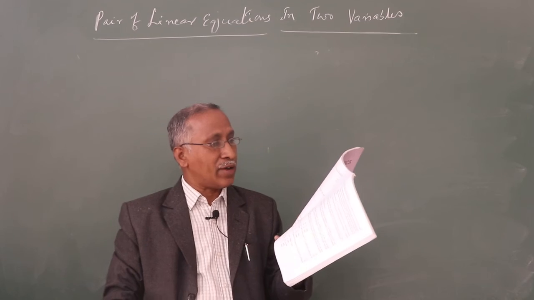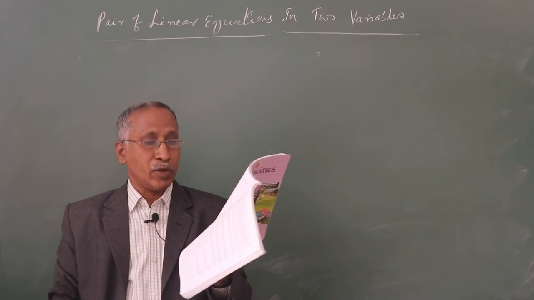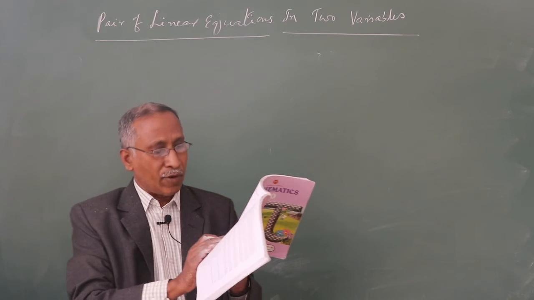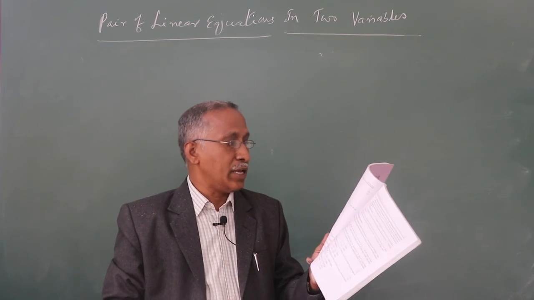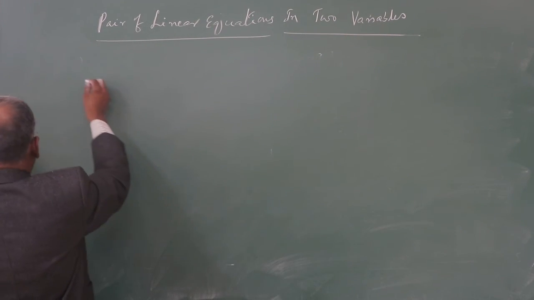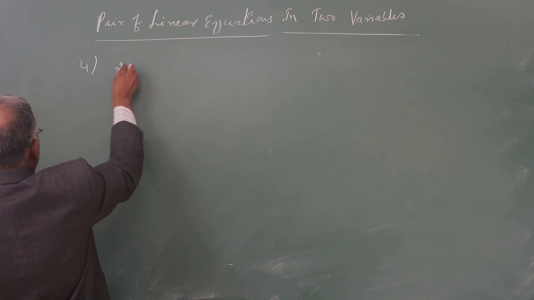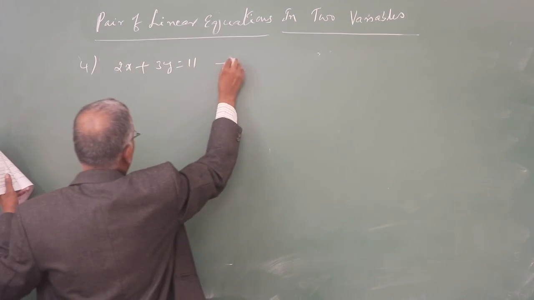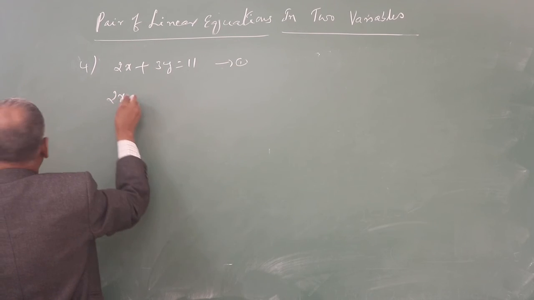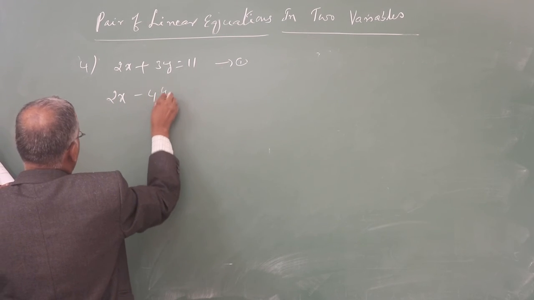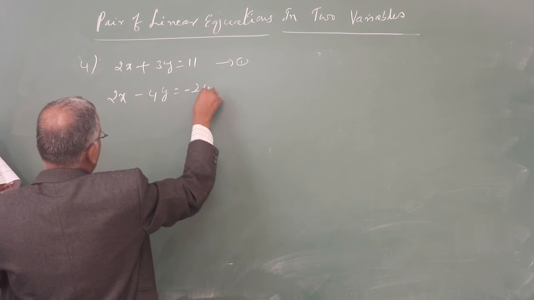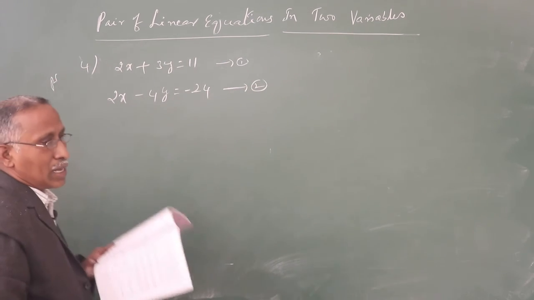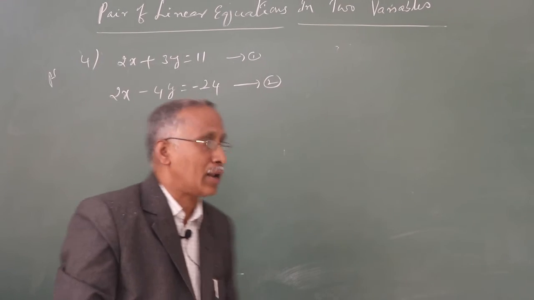Solve 2x plus 3y equals 11 and 2x minus 4y is equal to minus 24, and hence find the value of m for which y equals mx plus 3. First equation: 2x plus 3y is equal to 11, equation 1. 2x minus 4y is equal to minus 24, equation 2. Let us solve these two equations by the elimination method.